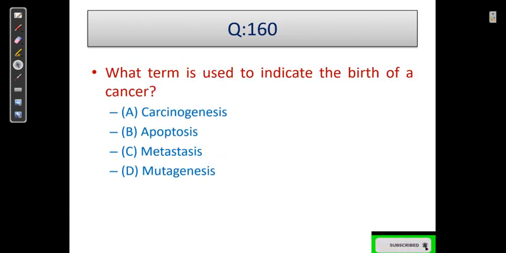What term is used to indicate the birth of a cancer? Carcinogenesis, apoptosis, metastasis, mutagenesis. The correct answer is carcinogenesis.